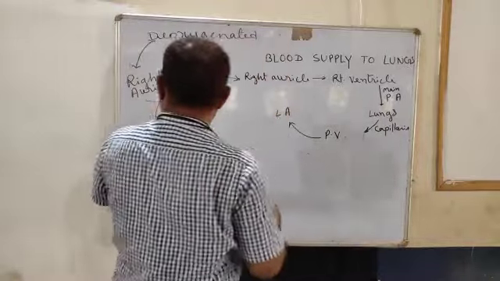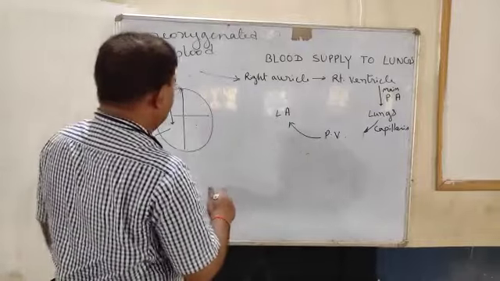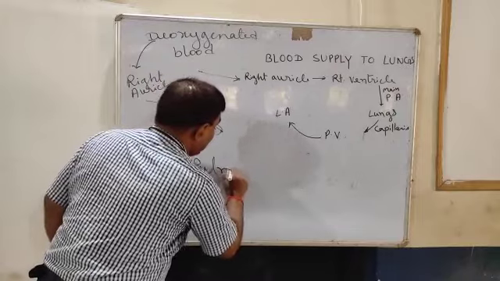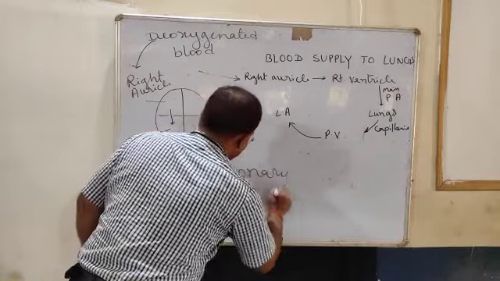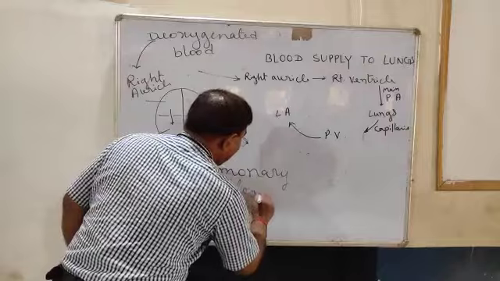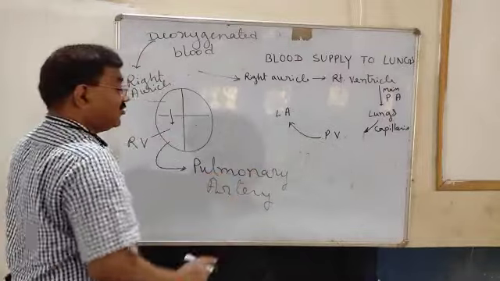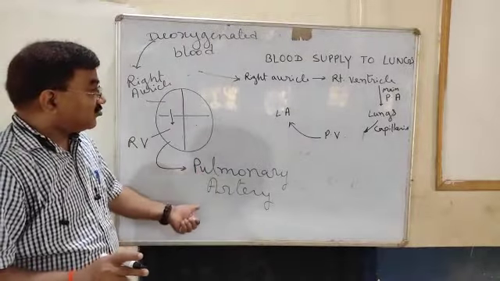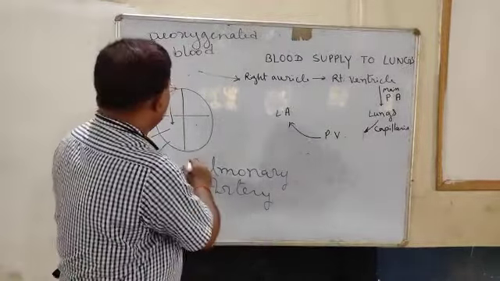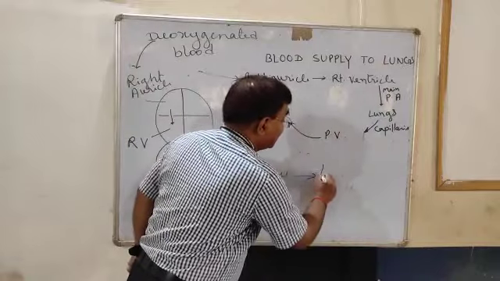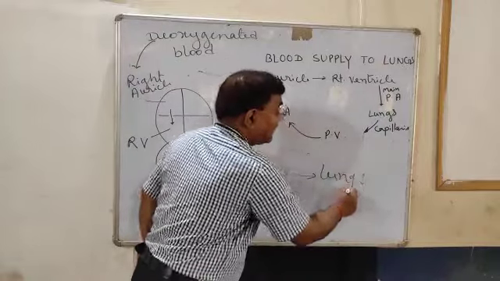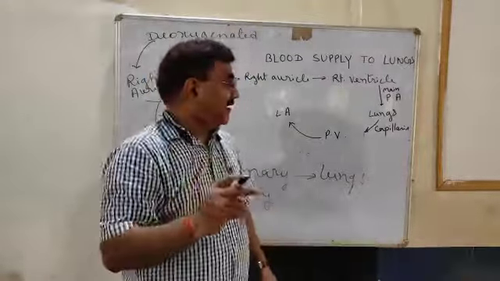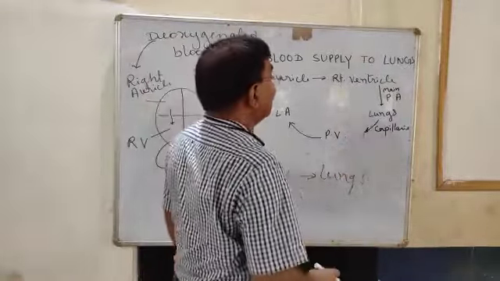And when the right ventricle pumps the blood through the pulmonary artery, naturally the word pulmonary is used, meaning it will carry deoxygenated blood. Through the pulmonary artery it will go to the lungs. For what purpose? For oxygenation, so that oxygen can be mixed in the blood. It will go to the lungs.